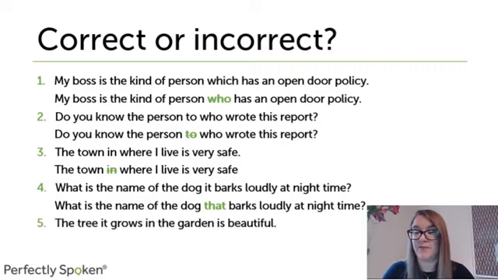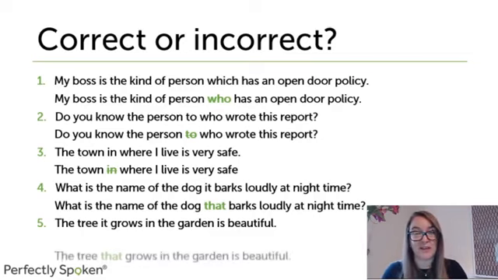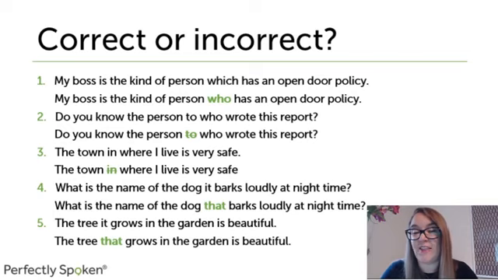And the last one, number 5. The tree it grows in the garden is beautiful. What do you think? Correct or incorrect? Well, you've probably noticed a pattern. The other 4 were incorrect, and this one is also incorrect. The tree that, or the tree which, grows in the garden is beautiful. Well done if you got all 5 right there.